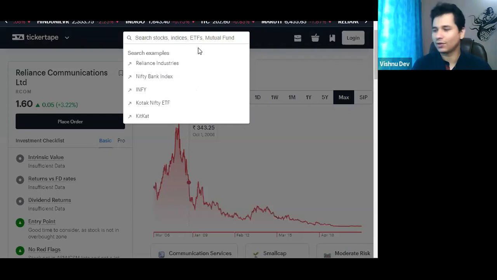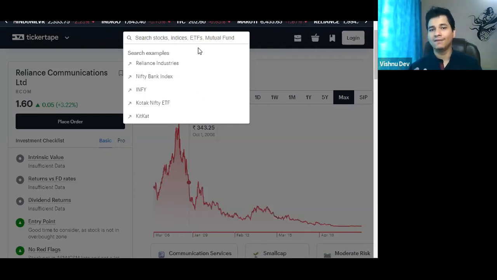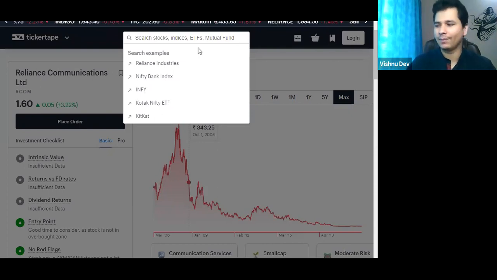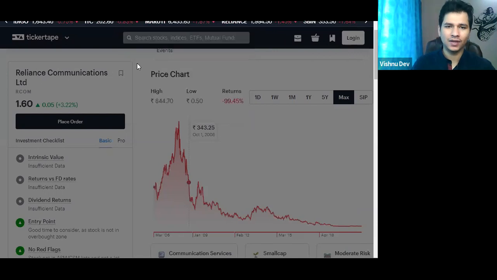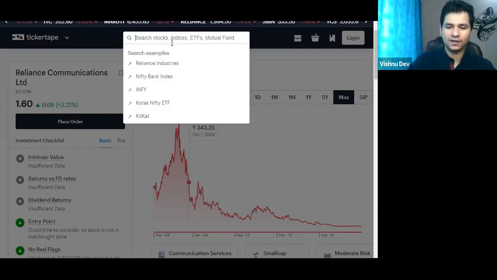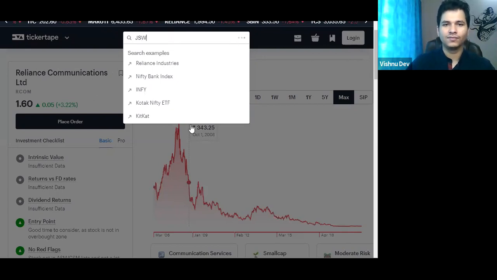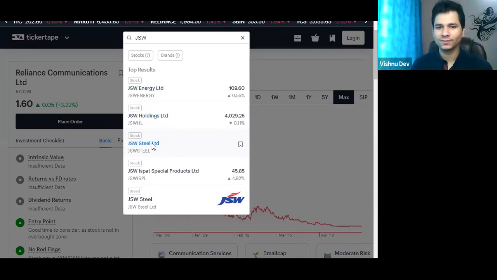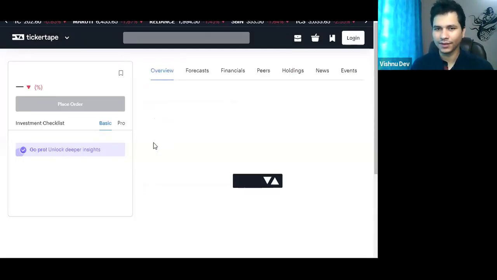So I hope all of you are getting this trend, right? That is why the market is not as easy as it seems. Okay, the technicals we will see later, but these are the examples. Okay, I'll show you JSW. You guys are very much interested in JSW. So it is JSW Steel, right?